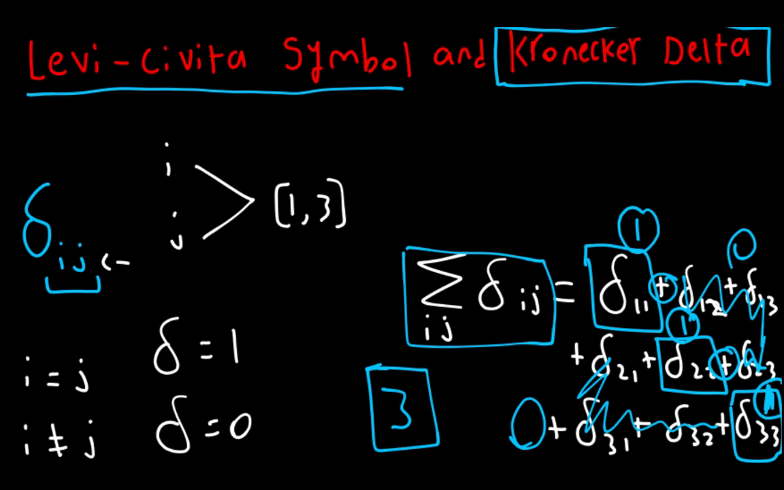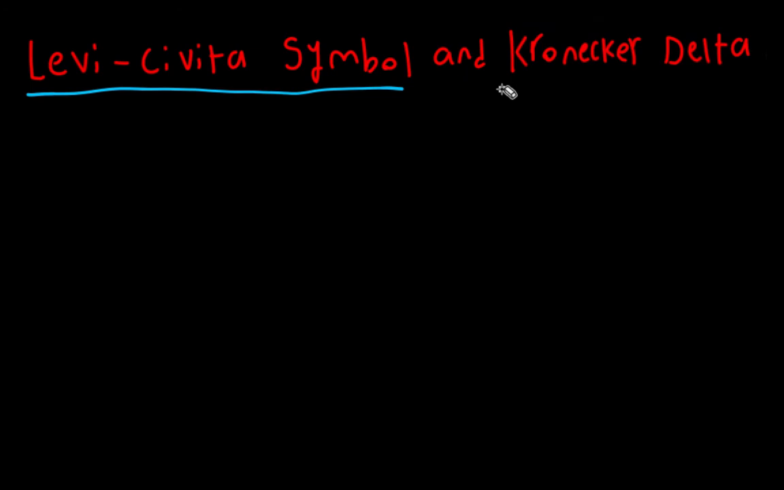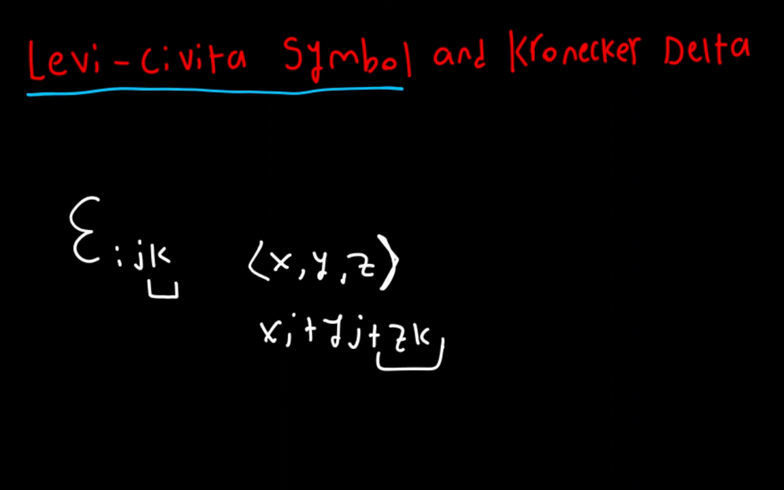Now let's try the Levi-Civita symbol, because this one's a little bit more complicated. The Levi-Civita symbol looks like this, where you basically have your epsilon, and you're going to have i, j, and k. The reason this is more complicated is because we now have this k term in here. So we factor in the x, the y, and the z, because in this case, you would have xi plus yj plus zk, and we now need to focus on this term as well in the cross product idea that we cover in calculus.